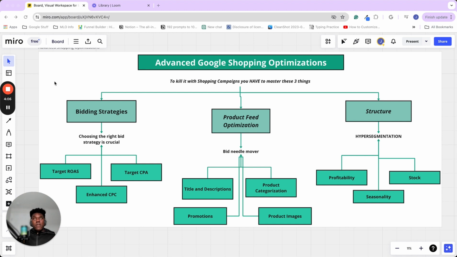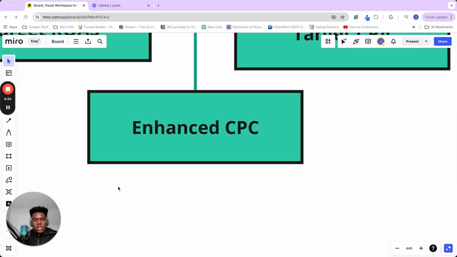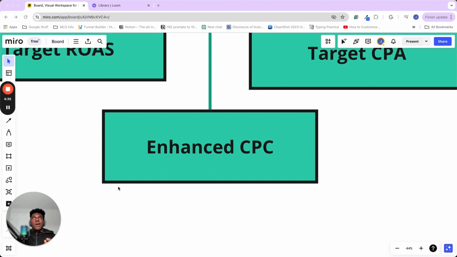If you have a few stores with a few SKUs, or if you're hyper segmenting your products and your campaigns based off of profitability, that's also something where you can use a tCPA bidding strategy. But you have to understand it's primarily for one product or a few products that have relatively the same cost per acquisition. Enhanced CPC is the closest thing you have to a manual automated bidding strategy.